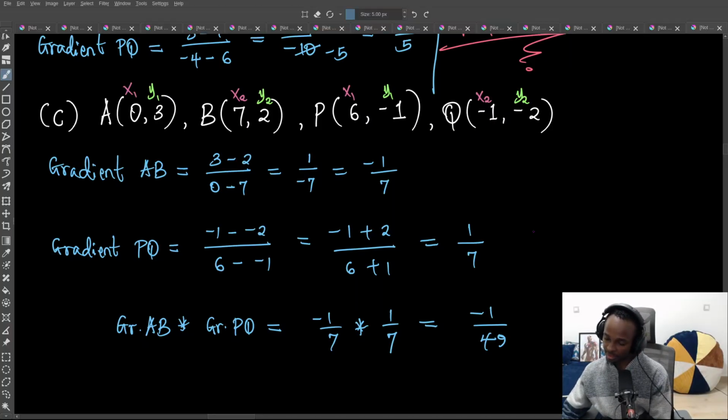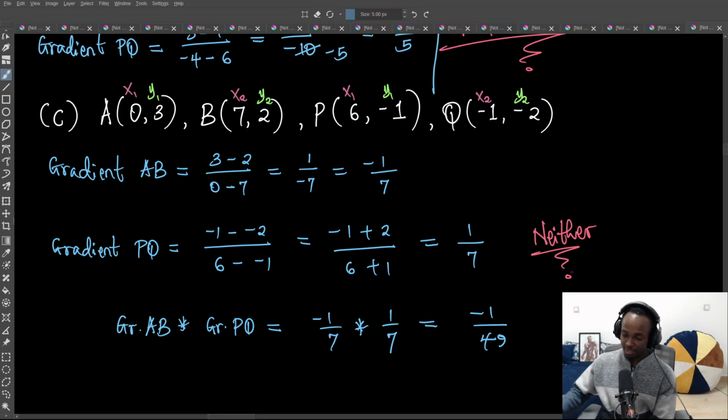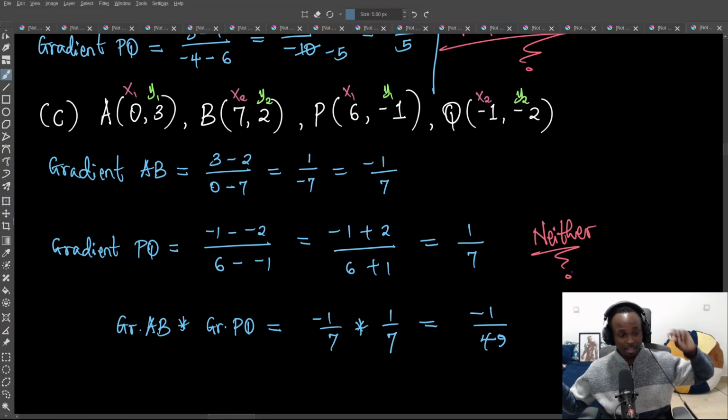So for this third case, neither parallel nor perpendicular, since the gradients are not equal and the product of the gradients is not negative 1. Okay, so that's it about the theory. Let's now turn back to the terminal and do some implementation.